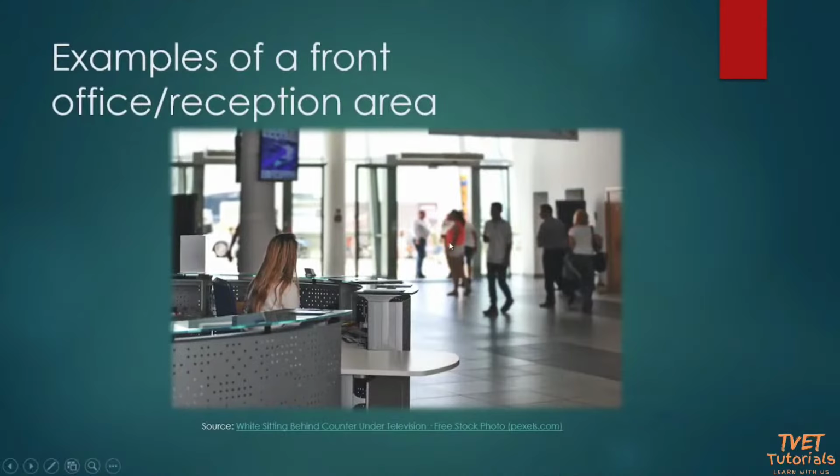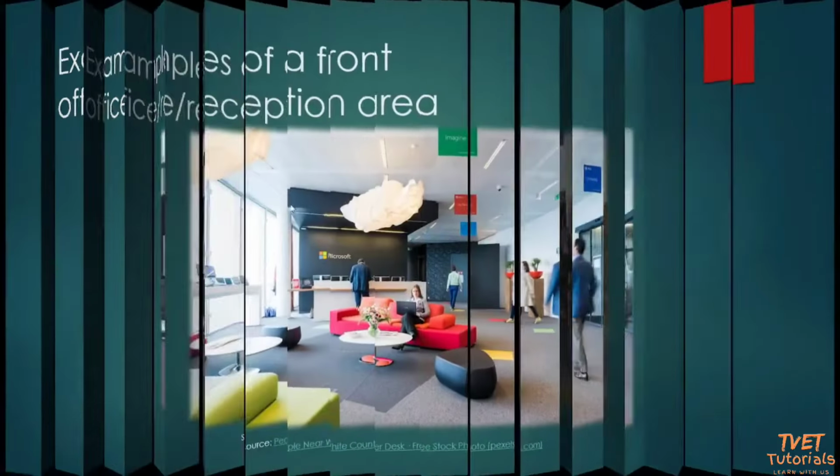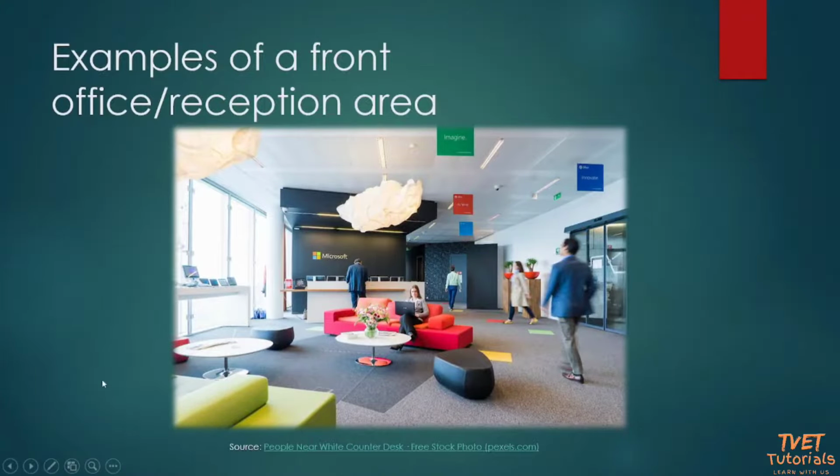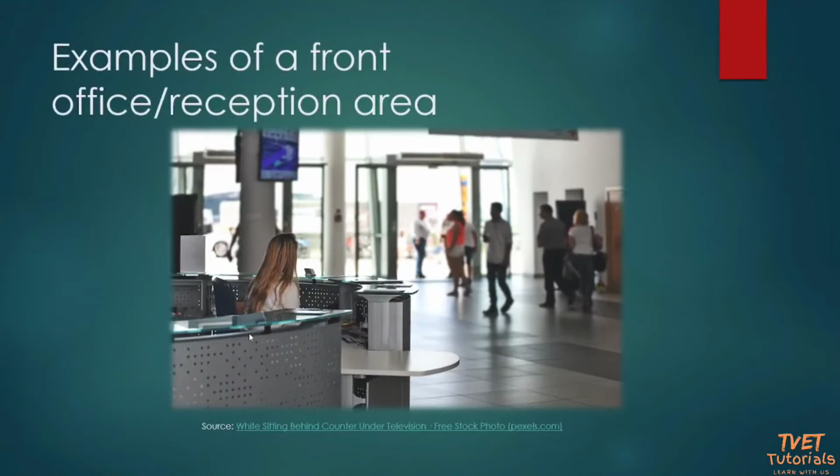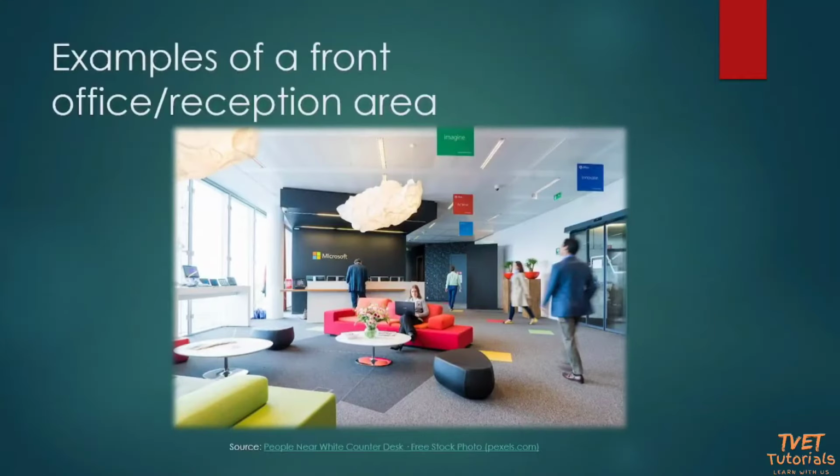Now these are some of the examples of a proper front office or reception area. If you have a look at this image right here, you have the reception area over here, and it is in an open space. Again, there's a monitor over there, and this is one of the ways in which you allow information to flow freely. Okay, this is another example.